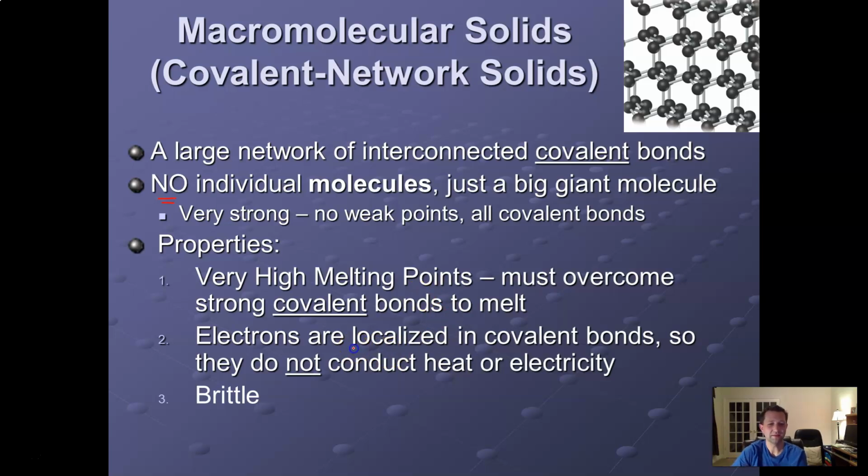This is key. Electrons are localized. I know we talked about localized versus delocalized in Unit 1. Localized means generally in the same location.